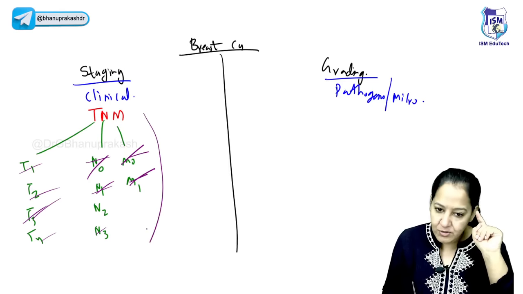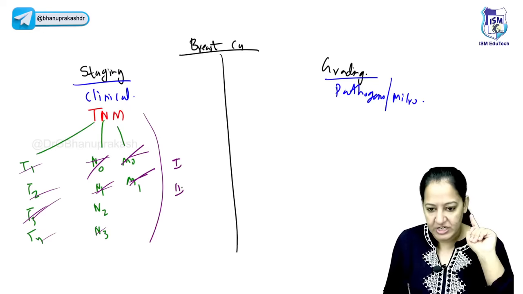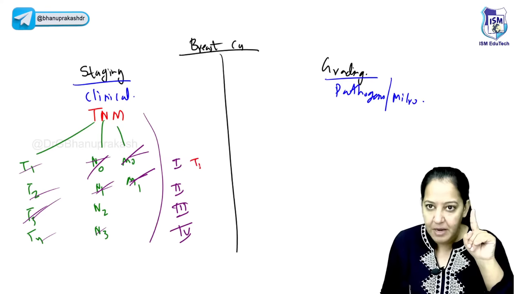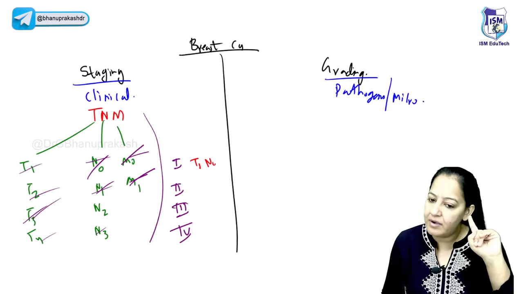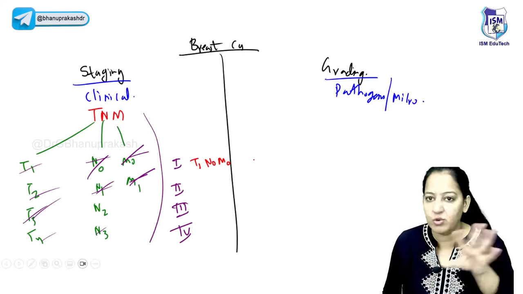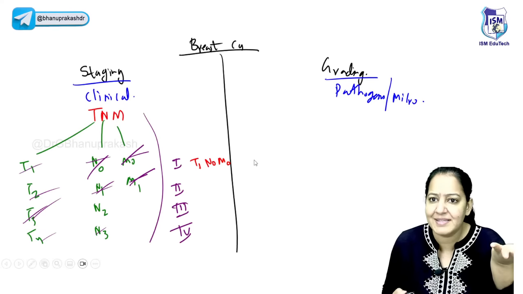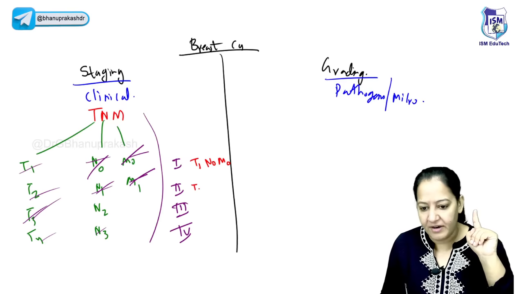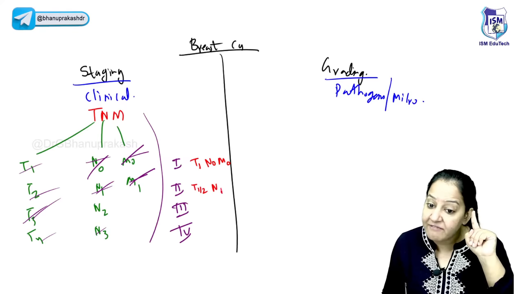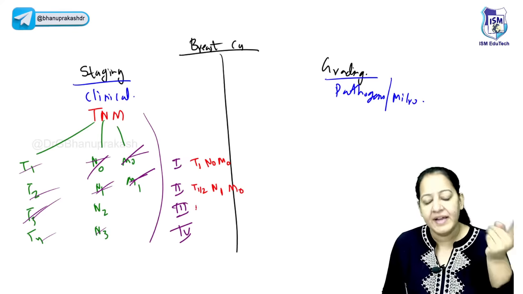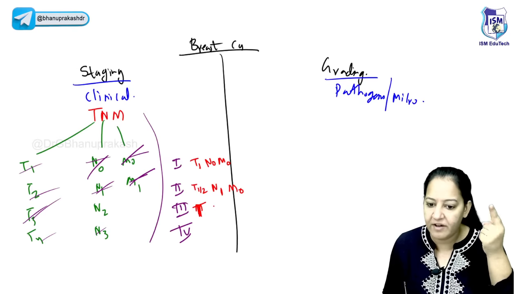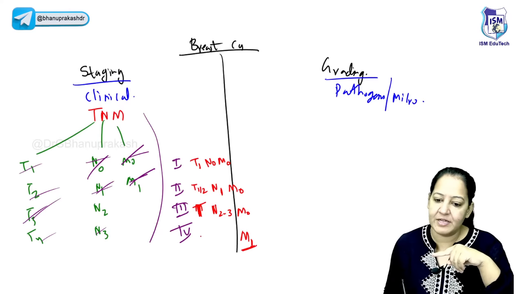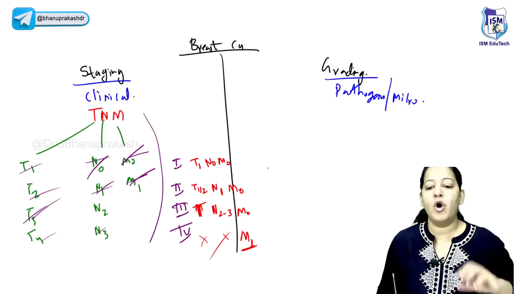So based on that, we have done 4 stages: stage 1, stage 2, stage 3, stage 4. It's very easy to understand. Stage 1 is T1, I mean the tumor is less than 2 cm, but there are no nodes, no metastasis. A small tumor with no nodes, no metastasis, stage 1, early cancer. Cure rate is very high, more than 95%. Stage 2, it can be T1 or T2, but it's N1, and mets are not there. In stage 3, it can be T1, T2, T3, whatever, but nodes are N2 and N3, but still no mets. In stage 4, it's M. Mets are present, whatever the T, whatever the N, doesn't matter. This is how we do the staging.